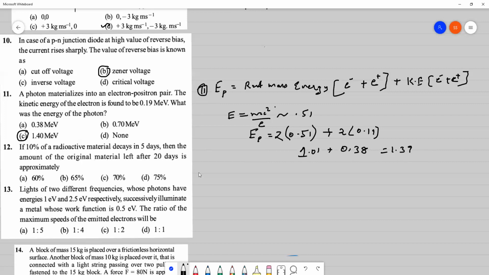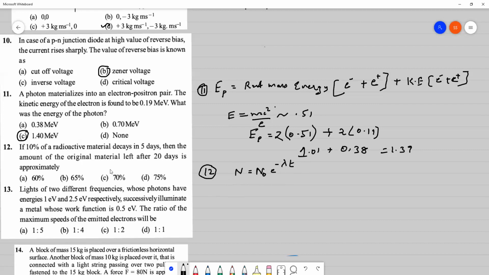Now next is question number 12. Question number 12 reads out, 10% of radioactive material decays in 5 days. Then find the amount of original material left after 20 days. Here 10% decays in 5 days, which means 90% of the material is remaining. We know that N is the number of atoms remaining. N is equal to N naught e power minus lambda t. Lambda is the decay constant, and t is the time taken.